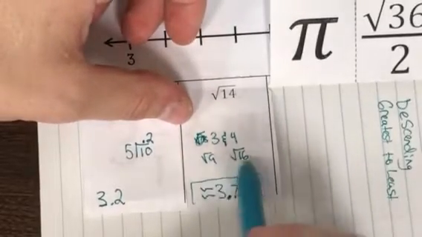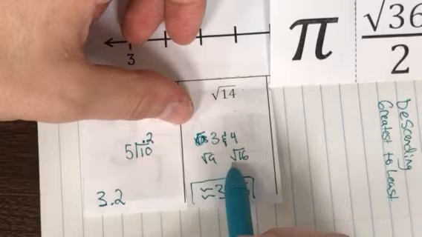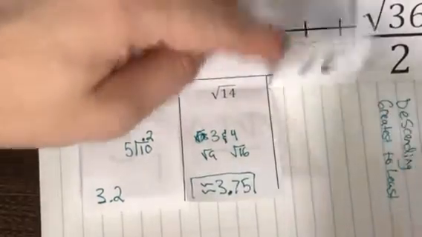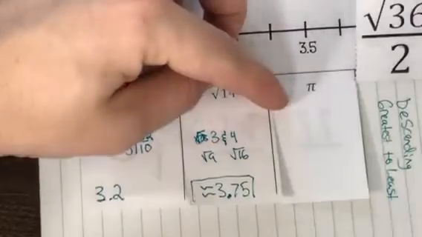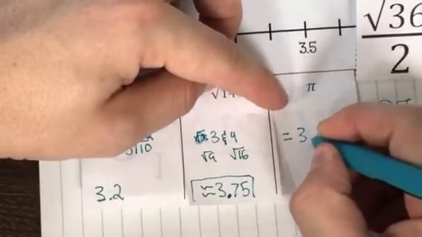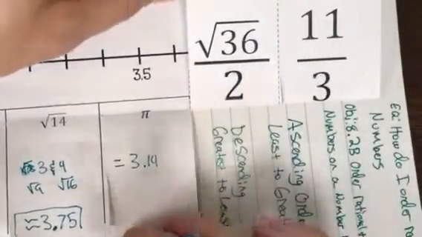Because remember, you go in between the two square roots of 9 and 16, but it's closer to 16. If it was right in between the two, we could make it 3.5. Now pi, guys, is just on your reference material for 7th grade. Pi is 3.14. We will only go to the hundredths place.